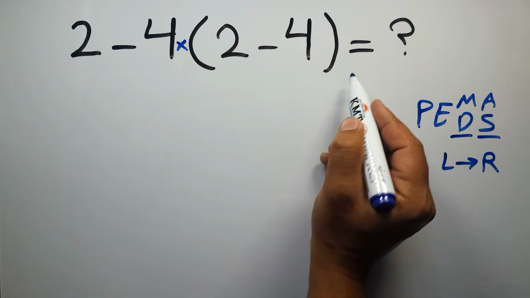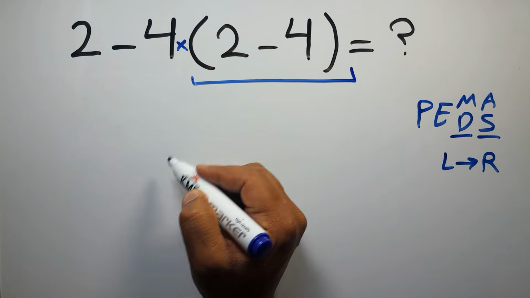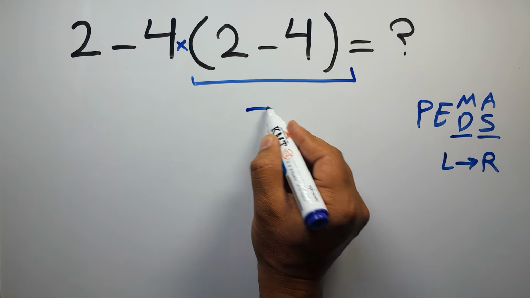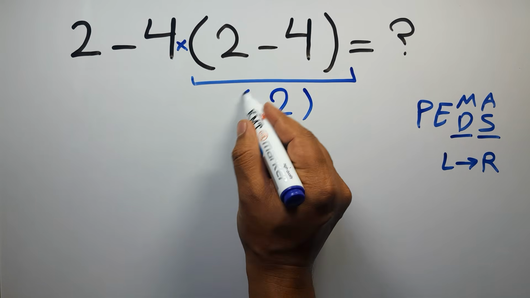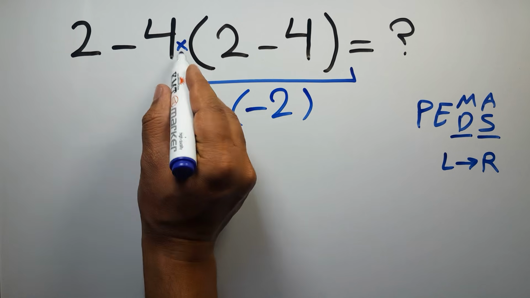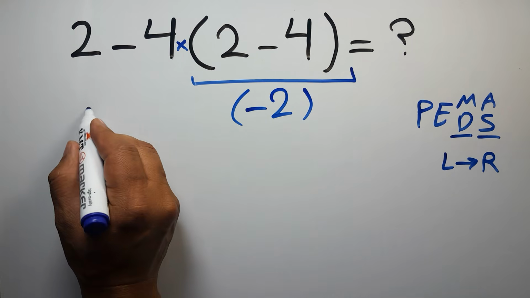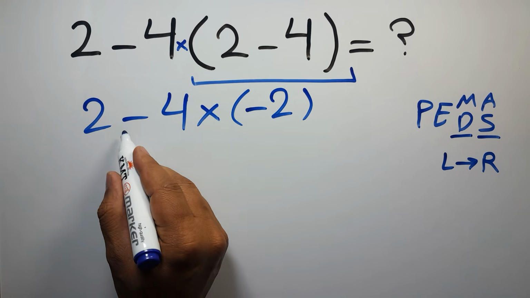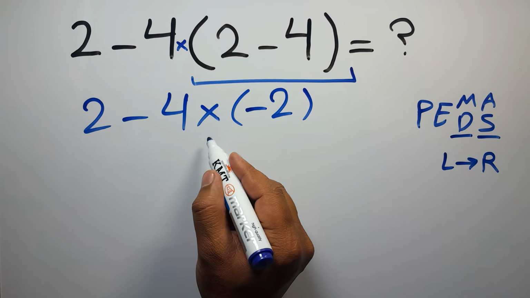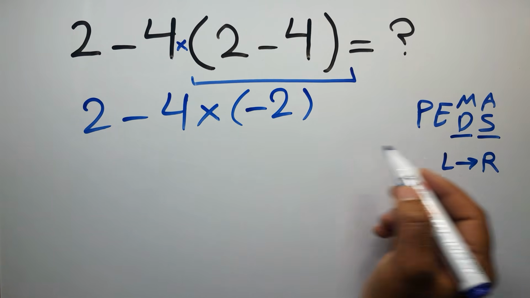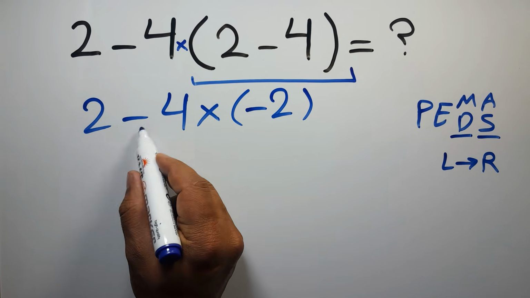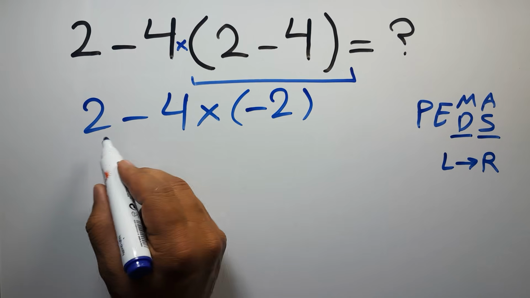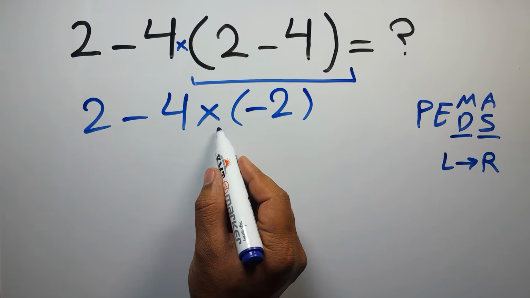So first this parentheses. Inside this parentheses we have 2 minus 4, which gives us negative 2. So 2 minus 4 times negative 2. Now we have one subtraction and one multiplication. According to PEMDAS, multiplication has higher priority than subtraction because multiplication comes before subtraction. So here, first we have to do this multiplication.